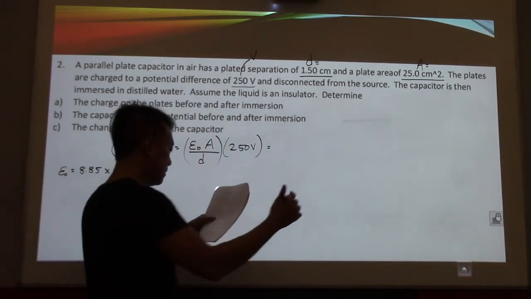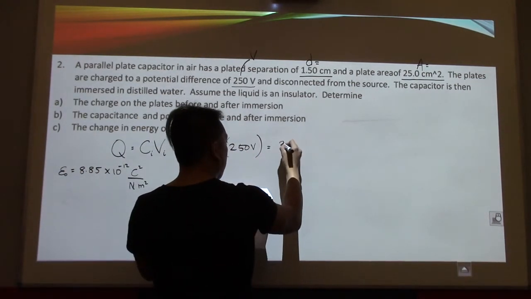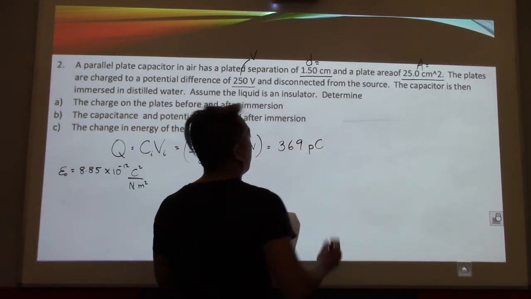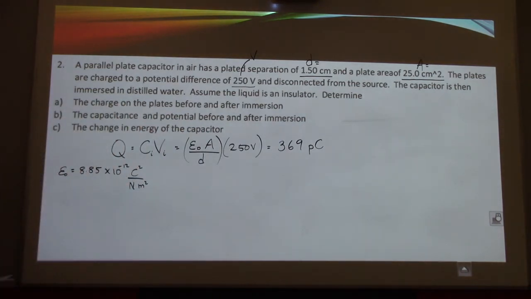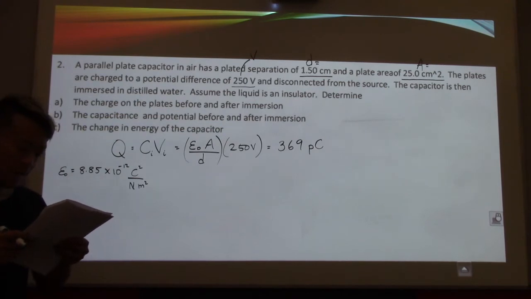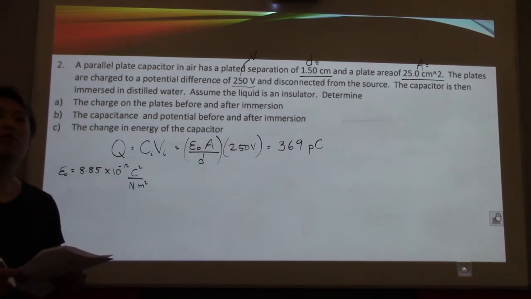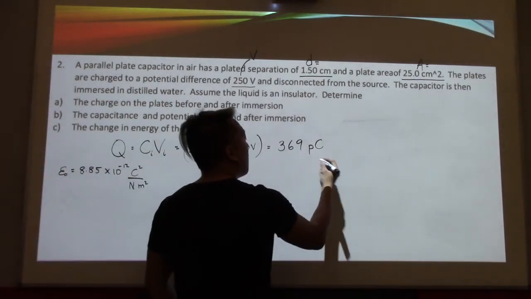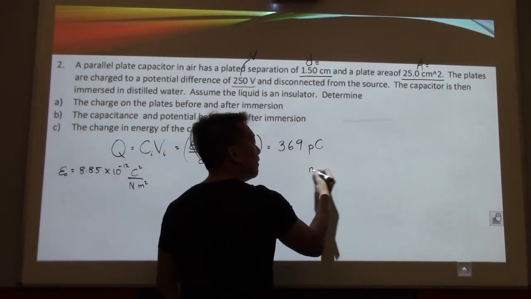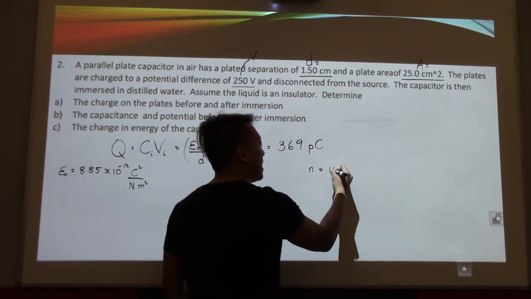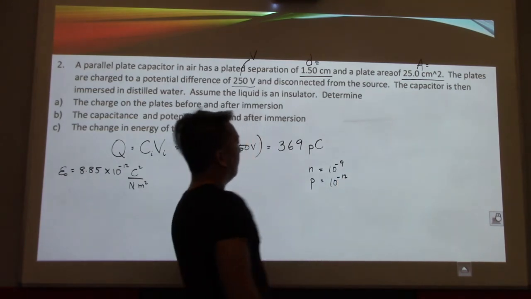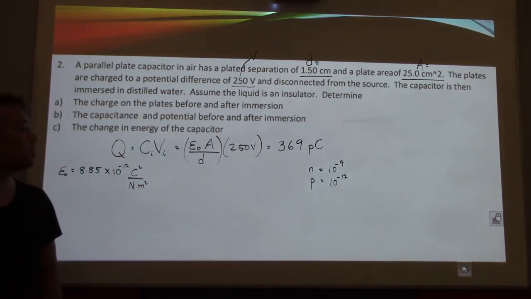Ends up being, write this down for you guys, 369 picocoulombs. Pico, you guys remember what pico means? P is the subscript. I believe that is 10 to the minus 12. I remember that nano is 10 to the minus 9, and I think pico is 10 to the minus 12. That's the unit of picocoulombs.